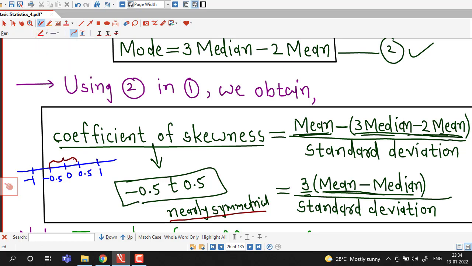But suppose value of skewness or coefficient of skewness is in between minus 1 and minus 0.5 or in between 0.5 and 1, then we can say that distribution is slightly skewed. Now if value is in between 0.5 and 1, we can say that it is positively skewed, and if value is in between minus 1 and minus 0.5, then it is negatively skewed. Now if distribution has coefficient of skewness which is greater than 1 or less than minus 1, then we can say that distribution is highly skewed.